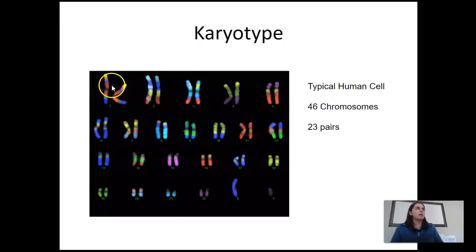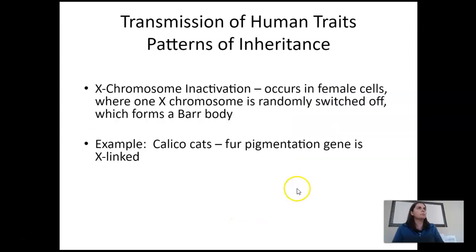Here's your karyotype. It has two homologous pairs for each chromosome. And this is a typical human one. We have 46 chromosomes total, 23 pairs. This one is a male karyotype. You have the X chromosome here and the Y chromosome here. That always comes at the end. We'll talk about that in a second.